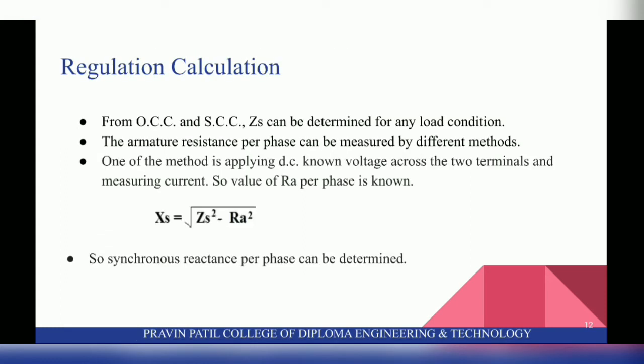Next is the regulation calculation. From OCC and SCC, ZS can be determined for any load condition. The armature resistance per phase can be measured by different methods. One of the methods is to apply a known DC voltage across two terminals and measure the current. So the value of RA per phase is known, and XS can be calculated. XS is equal to the root of ZS square minus RA square. So synchronous reactance per phase can be determined.